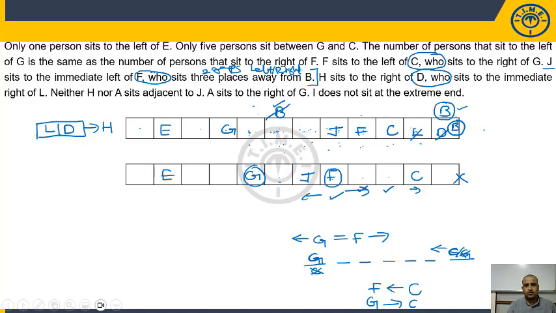Okay. Now L and D. L and D can be one of these 2 positions. And it is given it is neither H nor A, so it cannot be here. But L and D can be taken here or L and D can be taken here. H cannot be here, but H has to be right side of D. So the only possibility is H being here. So L and D are in one of these 2 positions. It is not yet decided. Next, what is given?